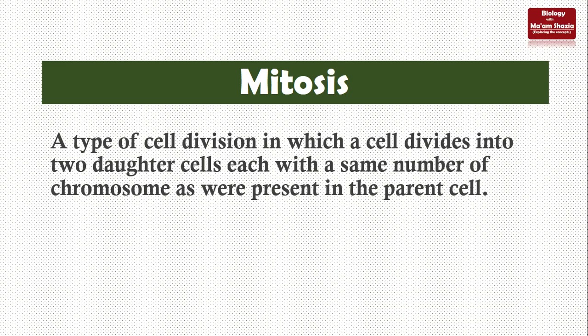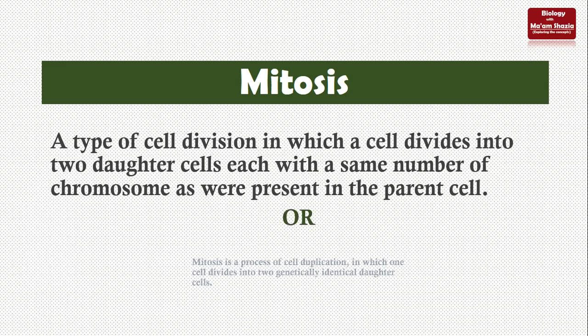So look at the definition. You need to learn it. You need to write it in the same way. Use a black pointer to write the definitions. A type of cell division in which a cell divides into two daughter cells, each with the same number of chromosomes as were present in the parent cell. If their chromosome number is like the parent cell, then it is called mitosis.